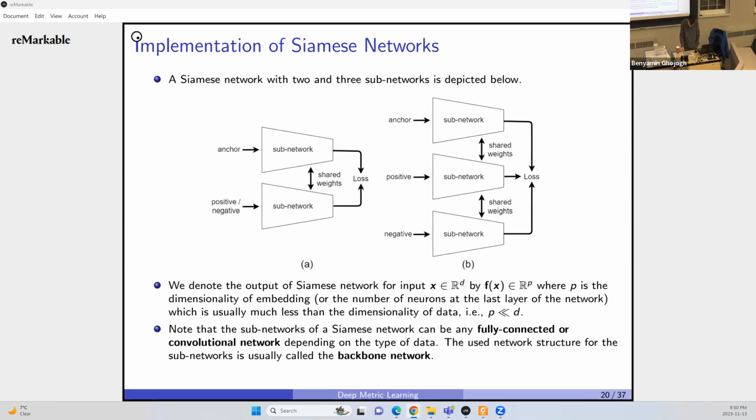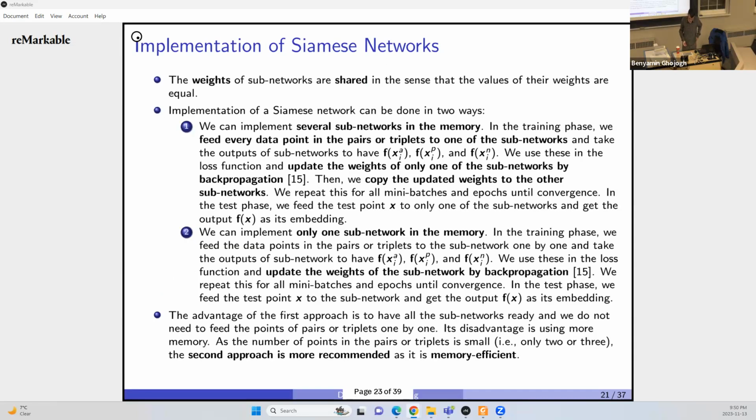By the way, for the backbone, the subnetworks, we can use any network. We can use a fully connected network, ResNet, DenseNet, a convolutional neural network. We can use anything, LeNet as backbone. As already explained, there are two ways to do that. We can use several subnetworks in memory, or we can use only one subnetwork in memory and feed it several times. The second approach is more recommended and memory efficient.